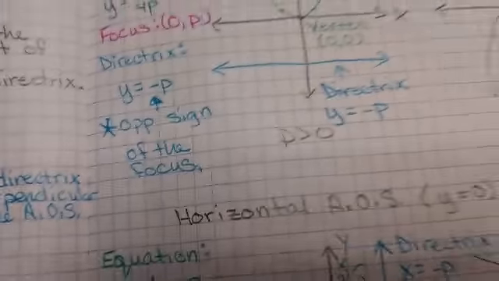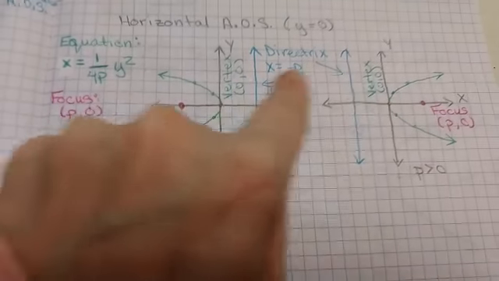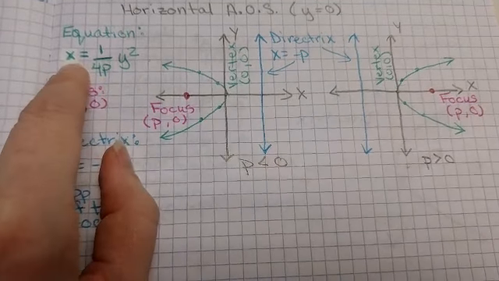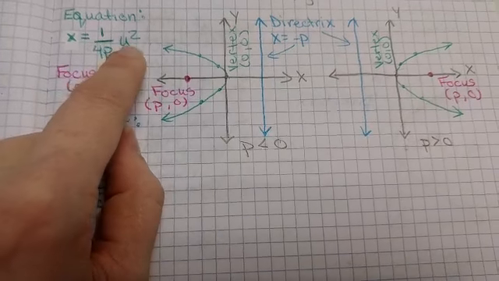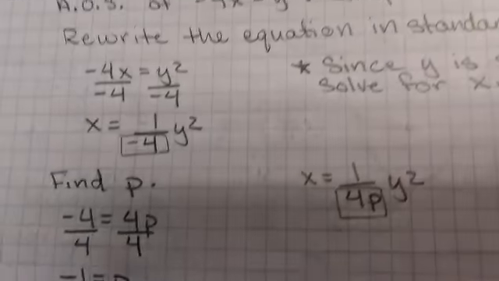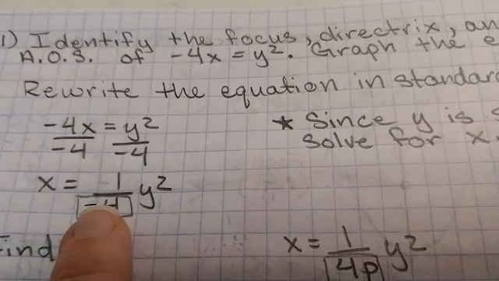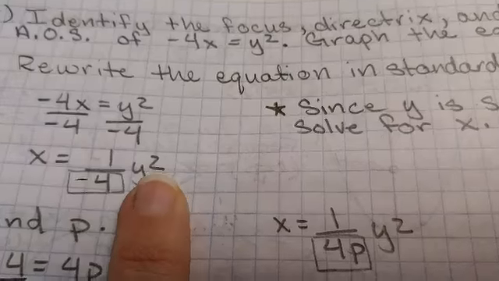If I look back at my notes and find my y squared, I know I'm in the case where I'm talking about a horizontal axis of symmetry. And so I need to put it in the form x equals 1 over 4p y squared. So I need to make it look like that, which means that when I solve for x, I'm going to write it as 1 over negative 4 y squared.